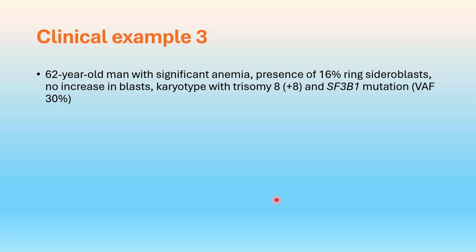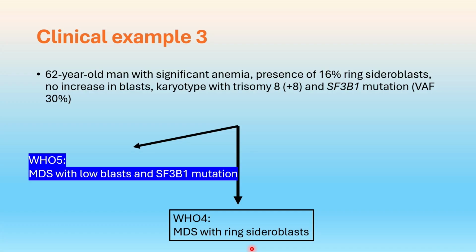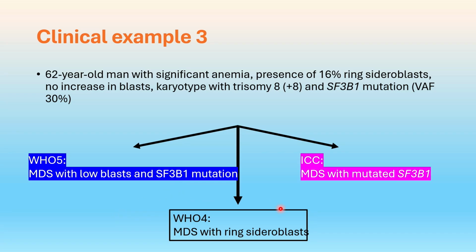And then my last example, this is a 62-year-old man with anemia, 16% ring sideroblasts, no increase in blasts. The karyotype has trisomy 8 and SF3B1 mutation. How would you classify this patient? So based on the updated 4th edition, you would call this MDS with ring sideroblasts. Based on the 5th edition WHO, you will call this MDS with low blasts and SF3B1 mutation. And the ICC will call this very similarly MDS with mutated SF3B1, so basically in the same manner.